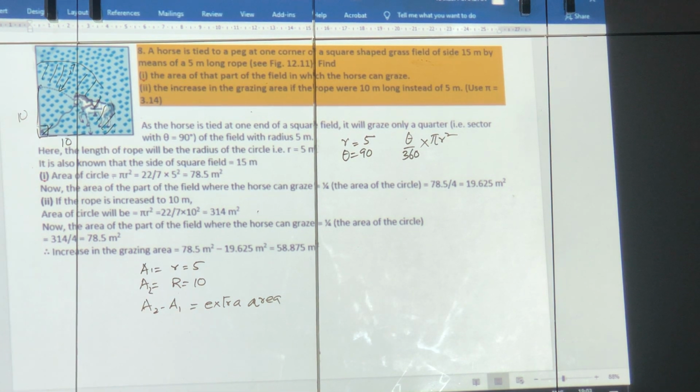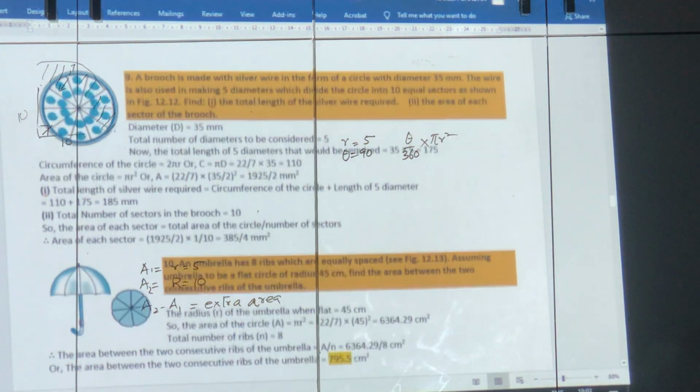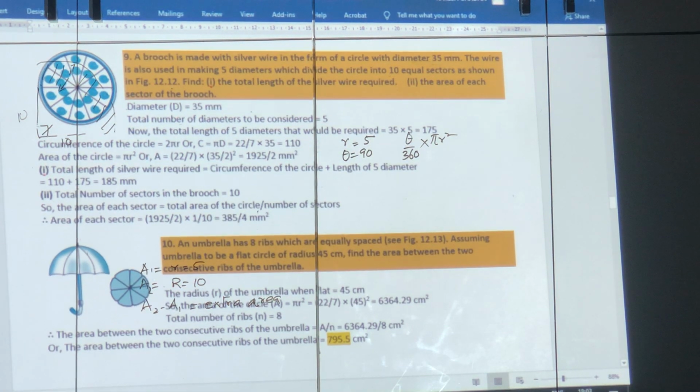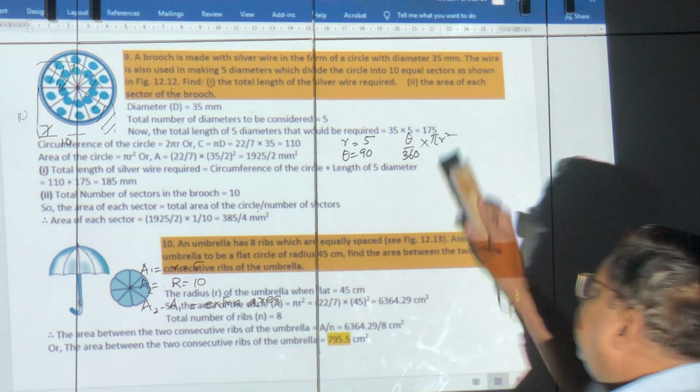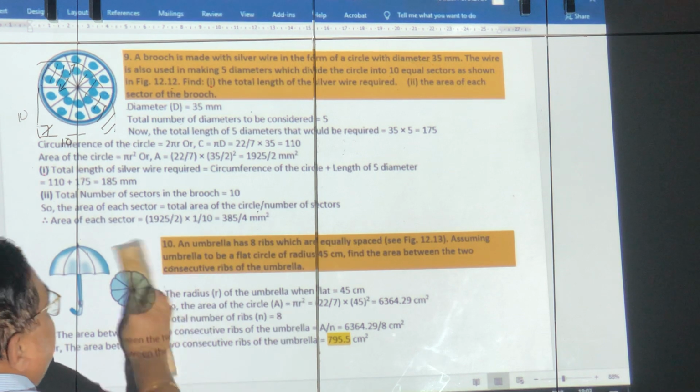So they will give you 3 marks for this sum. You are saying, why am I studying area of a circle? Now you can see how much useful area of a circle is to us. Every sum is using the numbers.